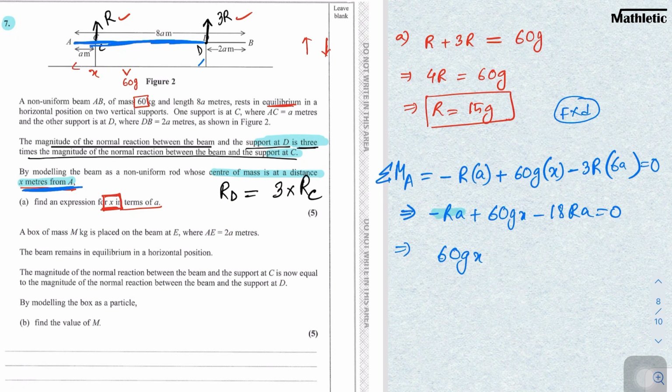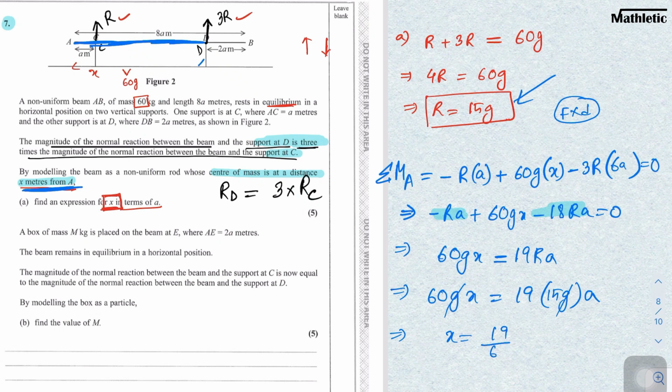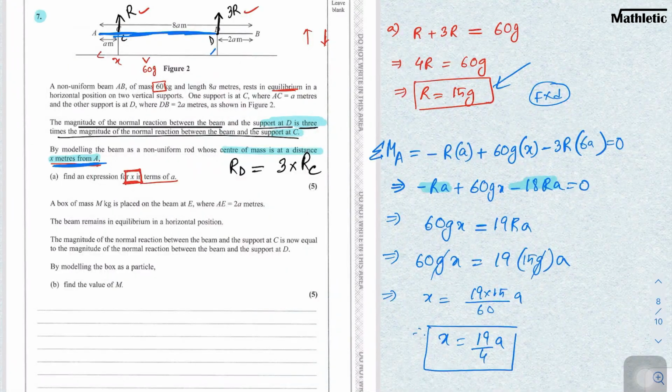I will just add this Ra, that's actually 19Ra, and I will shift this to the right side, so that will be positive. Next, we will just replace the value of R, which is 15g. So we can cancel out g from both sides. So that's 19 by 60a. So we are done with part A.